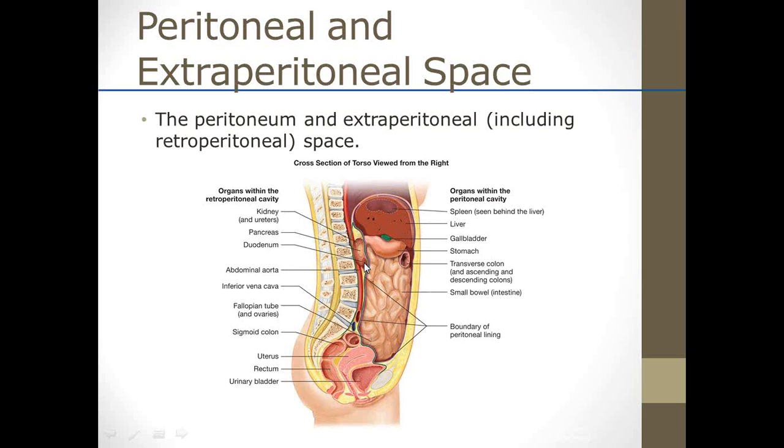So your kidneys sit back there. The other things that sit back there are part of the aorta, okay, and a little bit of the vena cava. And then down underneath this area, you're going to have your rectum and then your bladder.